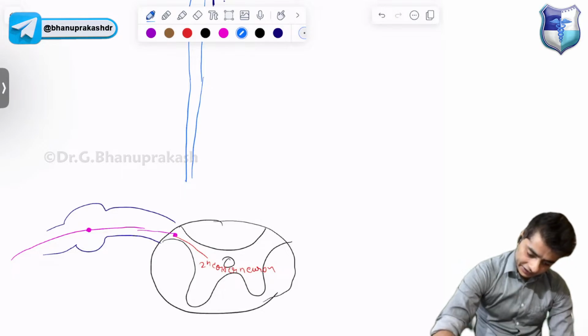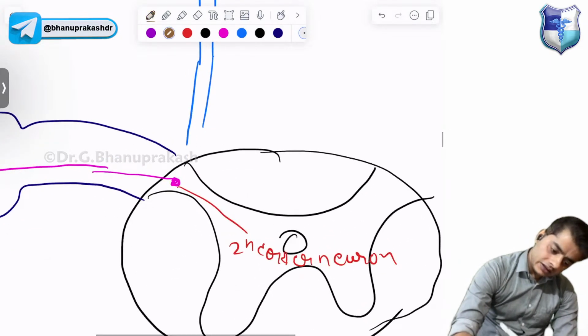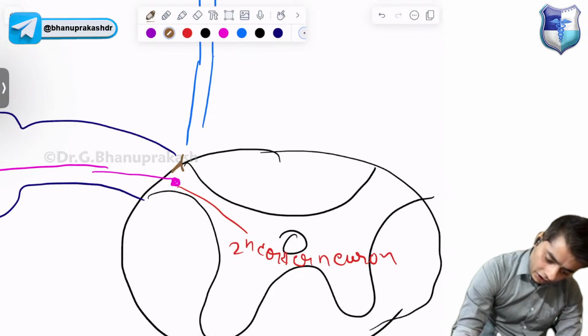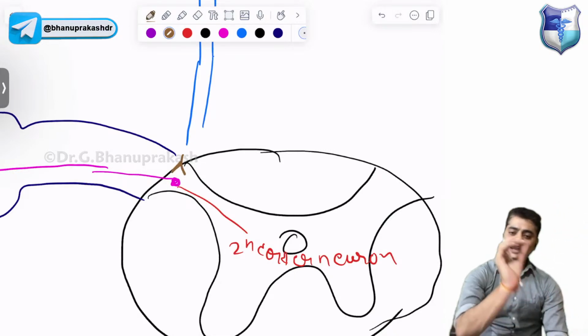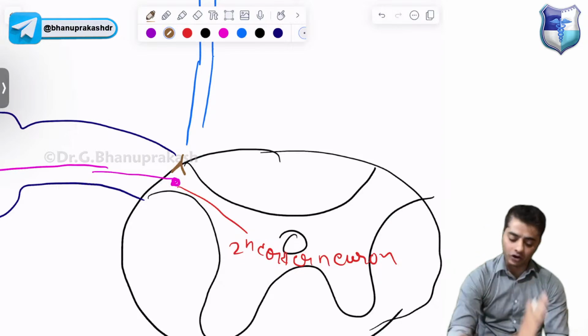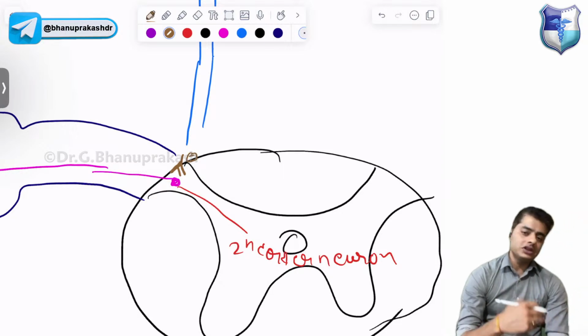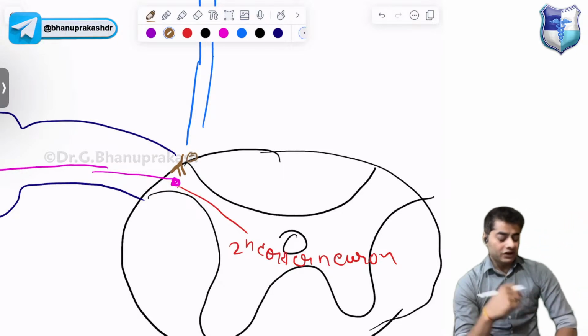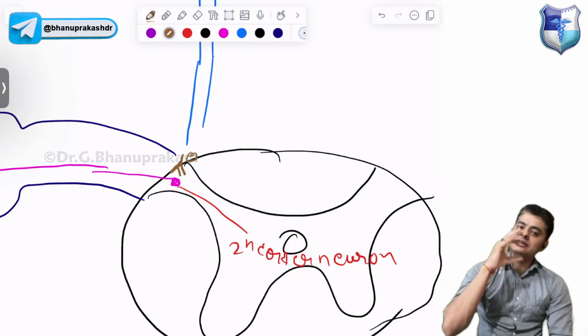And what will this descending tract do? They also have some interneuron connections with this gate. And what is the gate? The gate is the synapse between the first order neuron and the second order neuron. They also inhibit this synapse through this interneuron. And what scientists have noticed is that when they inhibit, they release some chemicals.